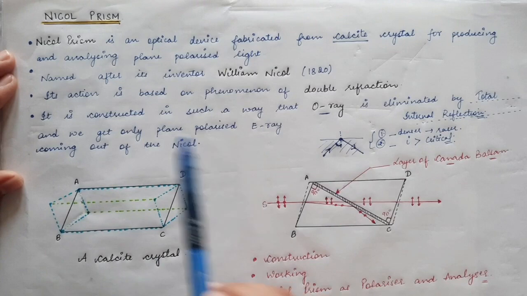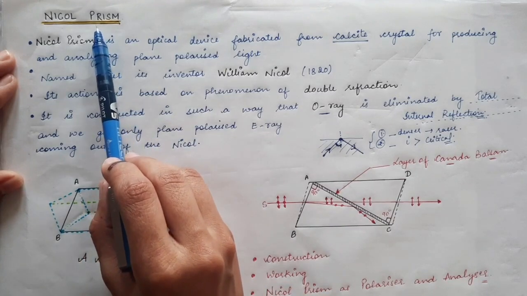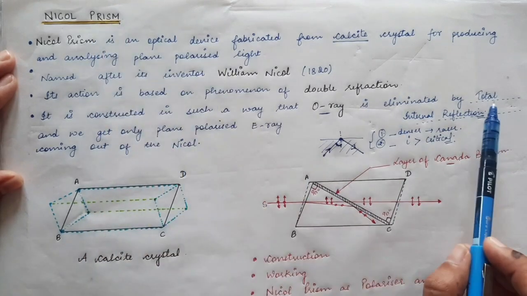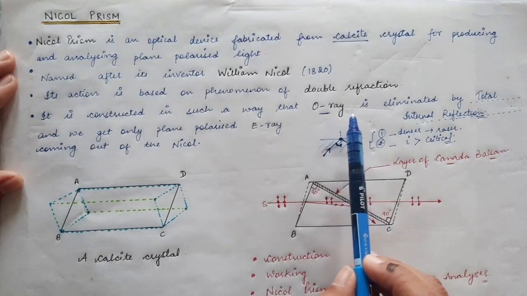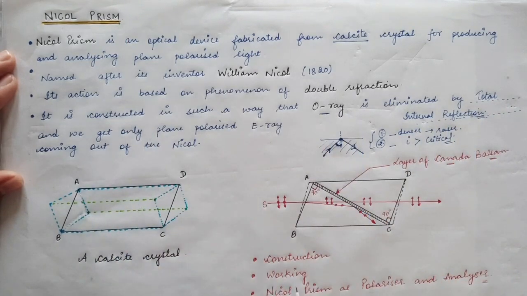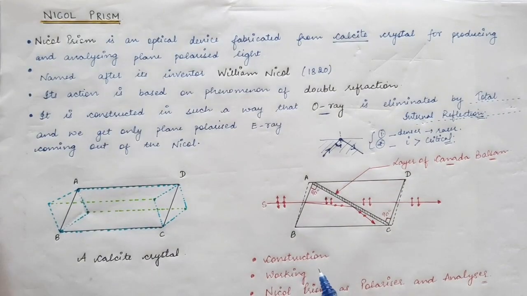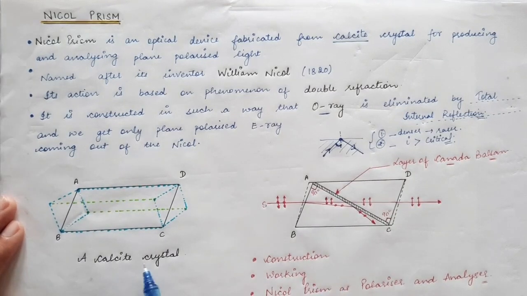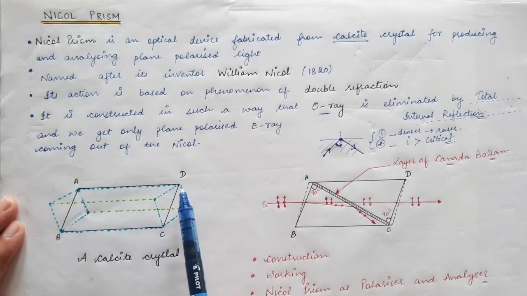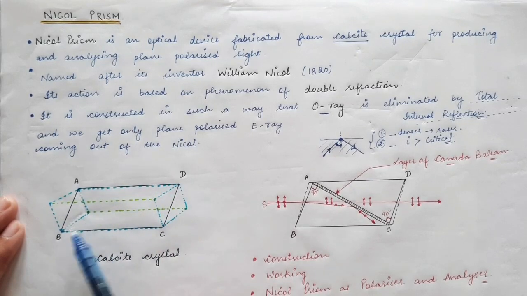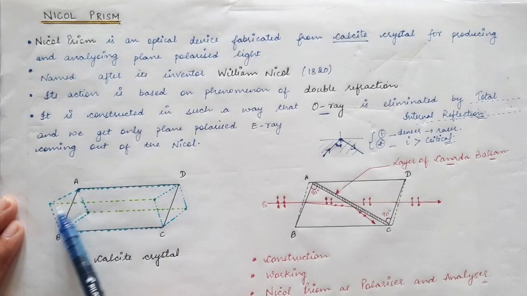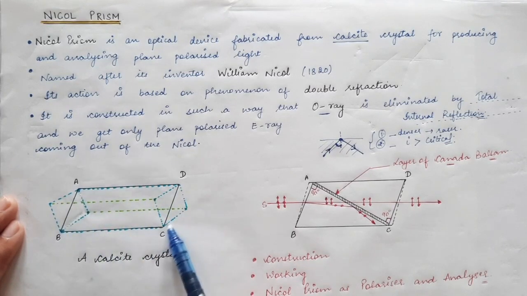Now we will see how the Nicol prism is constructed and what is its working, that is, how by total internal reflection the O ray gets eliminated. Then we will see how the Nicol prism acts as a polarizer as well as an analyzer. For the construction of the Nicol prism, firstly we take a calcite crystal. A, B, C, D is the principal section for this face as well as for the opposite face.